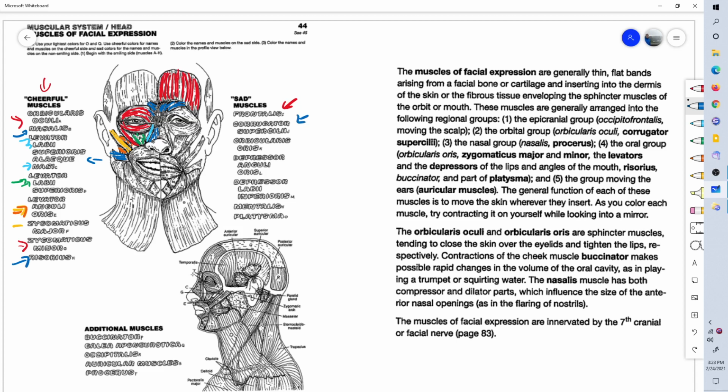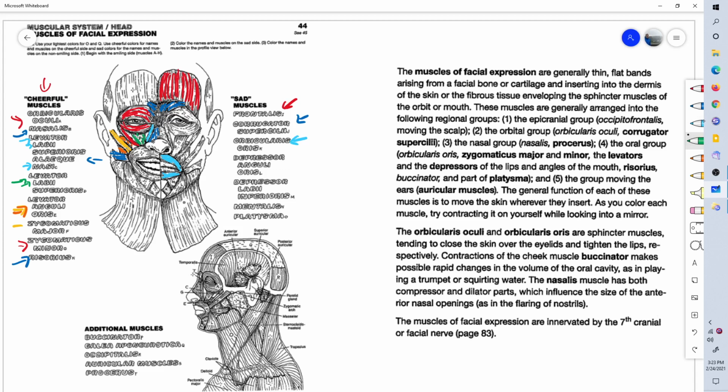Orbicularis oris. Oris means mouth. This is not the orbicularis oculi. This is orbicularis oris. And you can guess what this is. It is also a sphincter muscle, closing your mouth and scrunching it down into a circular direction, closing it off and allowing nothing inside. If you're pursing your lips or not wanting anything inside your mouth, you would use your orbicularis oris muscle.